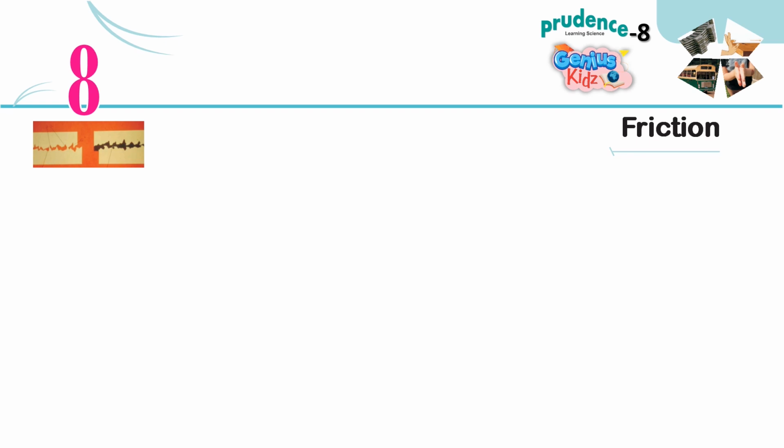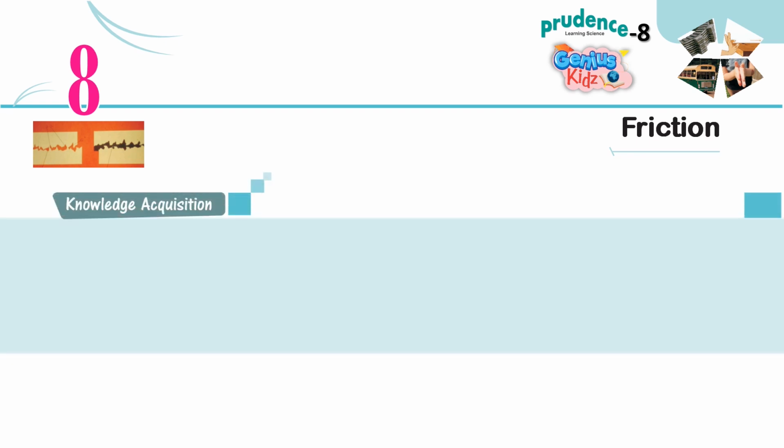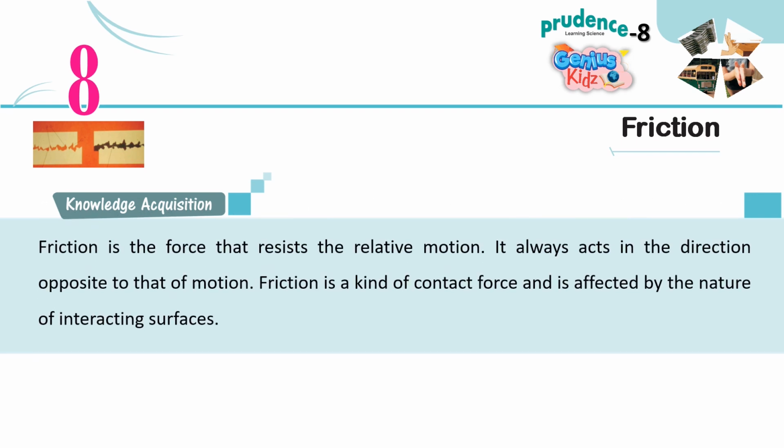Chapter 8. Friction. Knowledge acquisition. Friction is the force that resists the relative motion. It always acts in the direction opposite to that of motion. Friction is a kind of contact force and is affected by the nature of interacting surfaces.